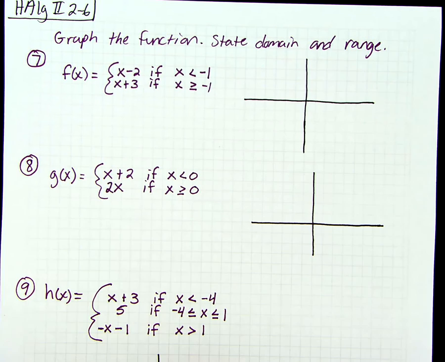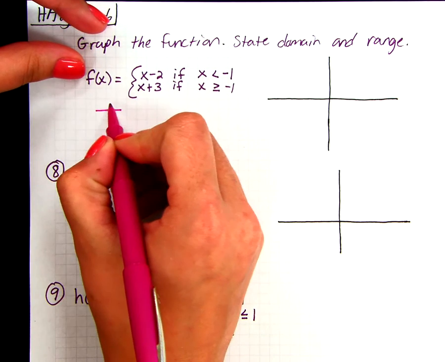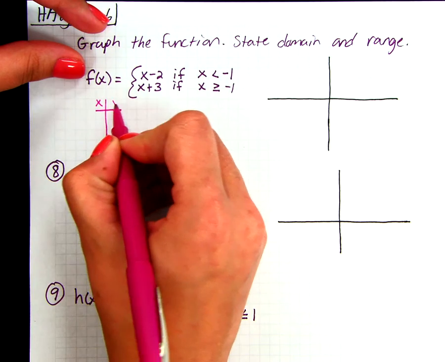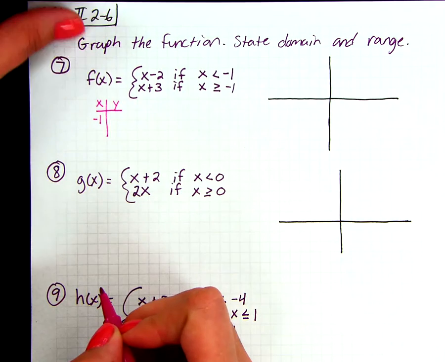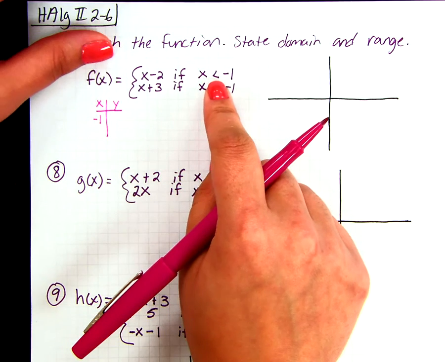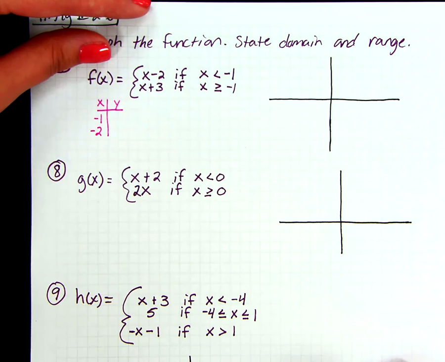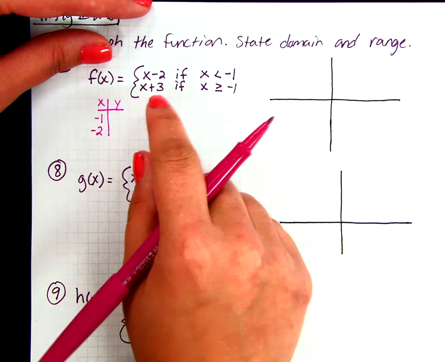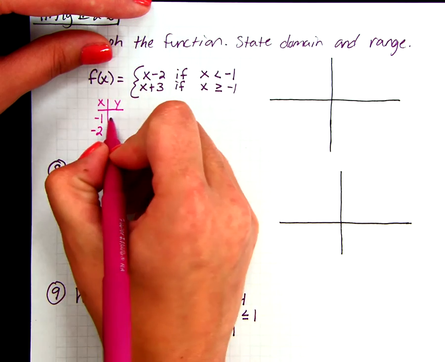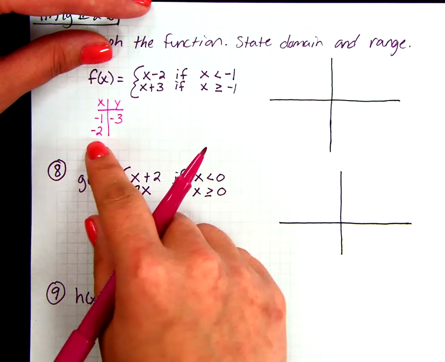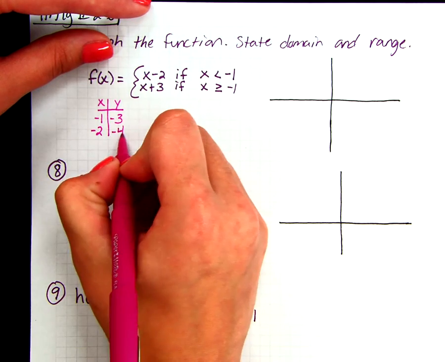So we're going to start by doing a t-chart with our endpoint. And we just pick whichever one we want to start with. So usually if we just start with the top one, we're going to pick -1 for our x value. And then because it's a less than, we have to pick a number smaller than -1. So I'm going to choose -2 for my second point. And then now we just go through and find y. So we're substituting -1 in for this x. So -1 minus 2 is -3. And then we do the same thing with the second one. So -2 minus 2 is -4.